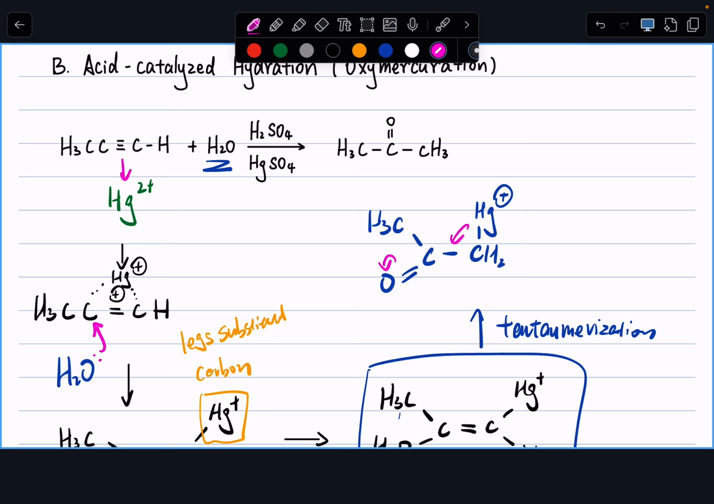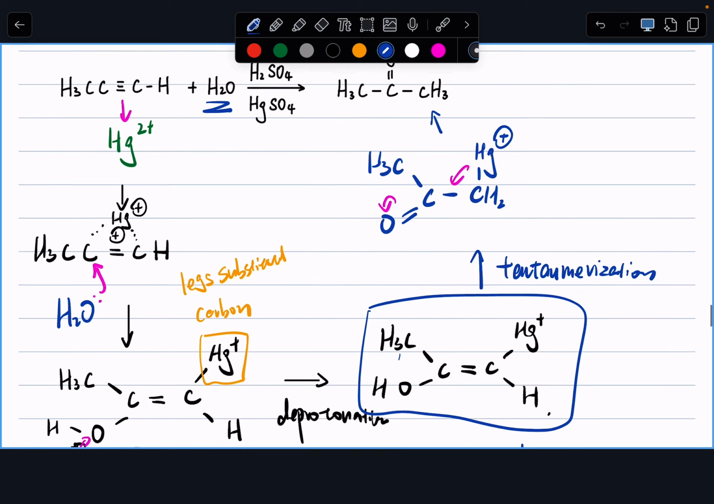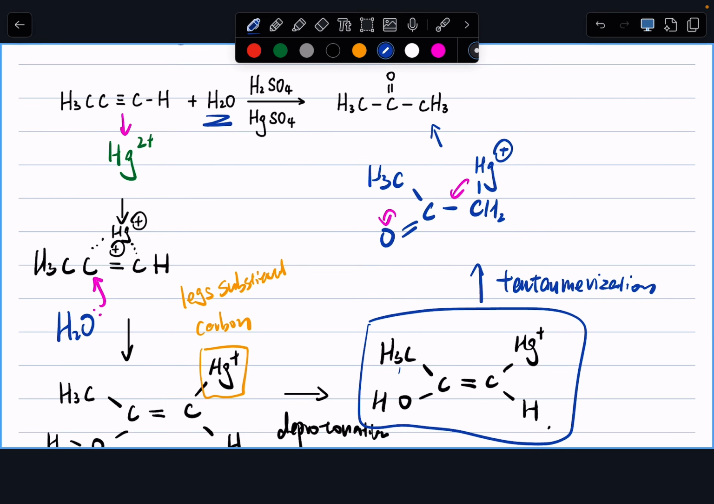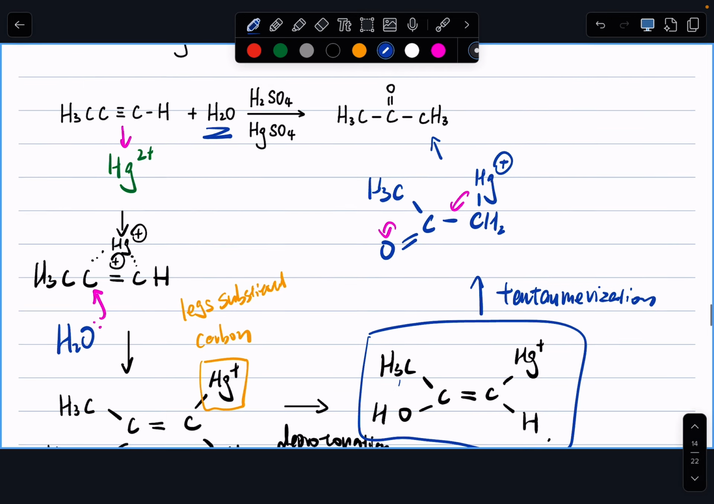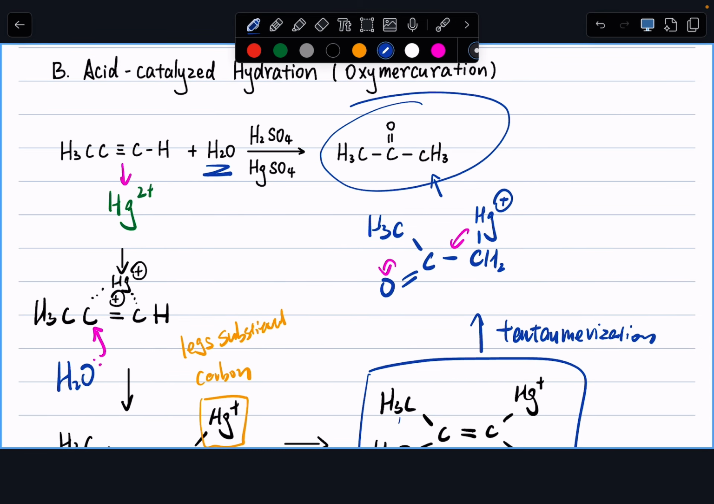And then eventually form my product here. So under acidic condition, the overall product we're getting, again, is a ketone. So what's the difference here? Under the hydroboration, because my OH is on the terminal carbon, we're forming the aldehyde as a product. For the acid catalyzed hydration, we're forming the ketone as our product because my OH is on the internal carbon.